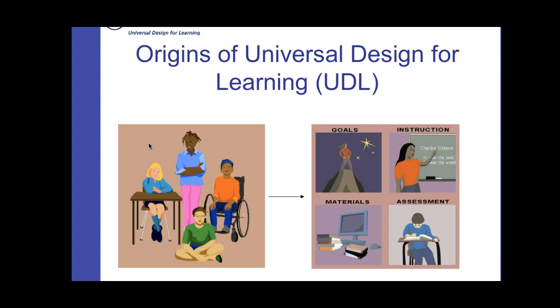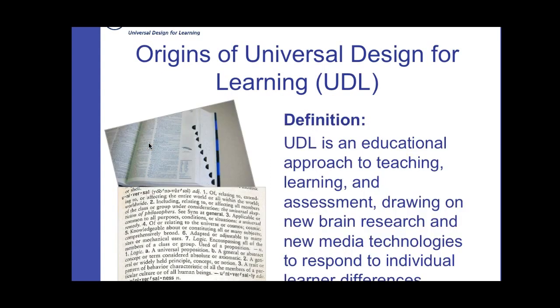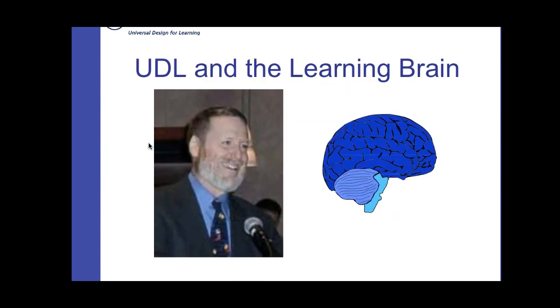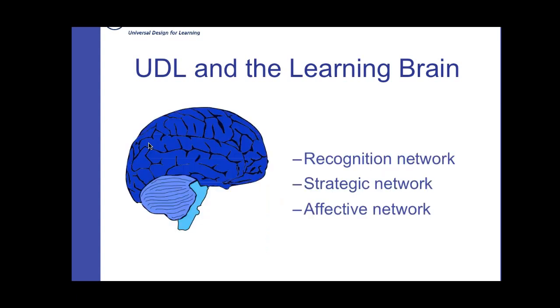Unfortunately, we are not given any tools to meet the needs of all those different learners. So let's walk this through a little bit so I can help you start seeing in your mind how this works, and then more importantly, how technology plays a role in it. So let's go back. They brought this up in the video, but let's do it again. There are three parts of your brain: the recognition network, the strategic network, and the affective network.